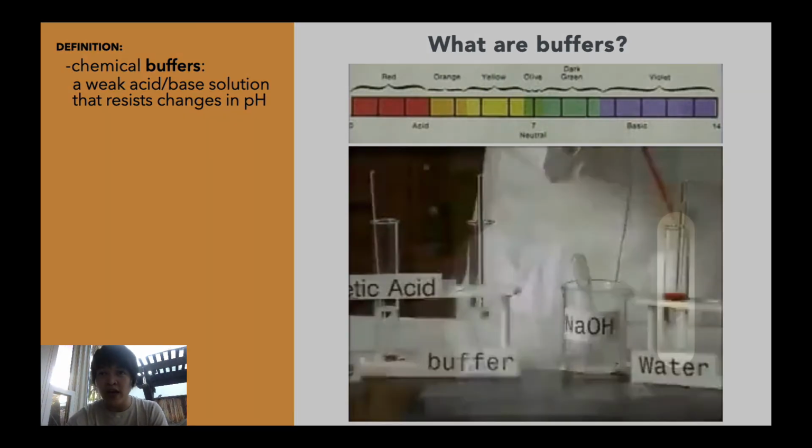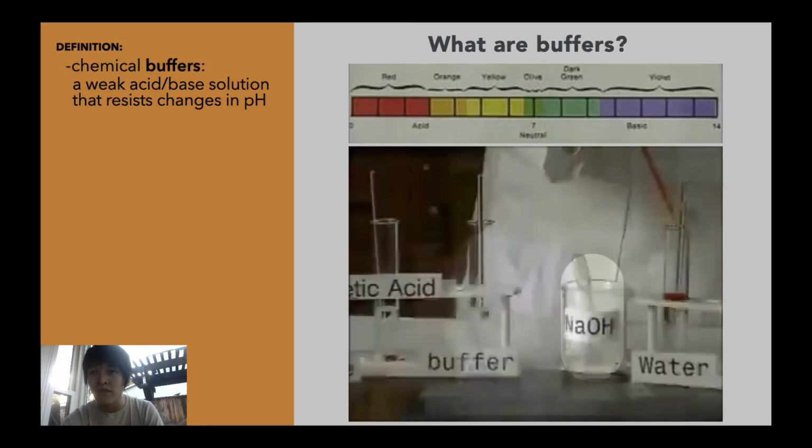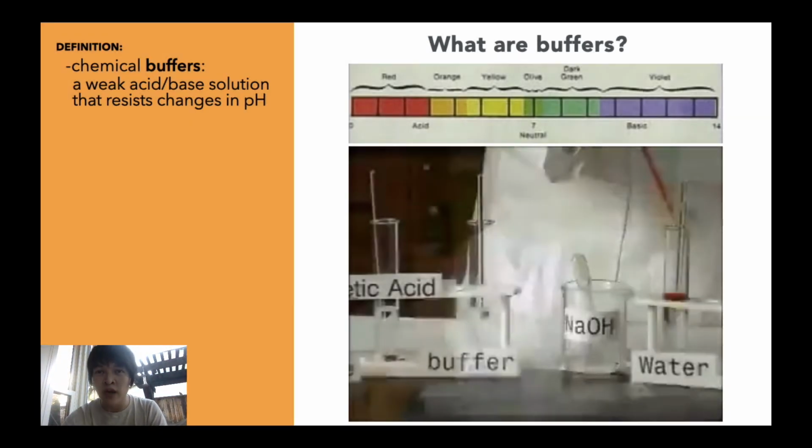There's water on the right-hand side and buffer on the left. There's also acetic acid on the left. In each of these test tubes, the demonstrator is going to be adding NaOH, which is a very, very strong base. But he's only going to be adding it little by little. But before that, he's going to add a pH indicator. So I'm going to start the video now.